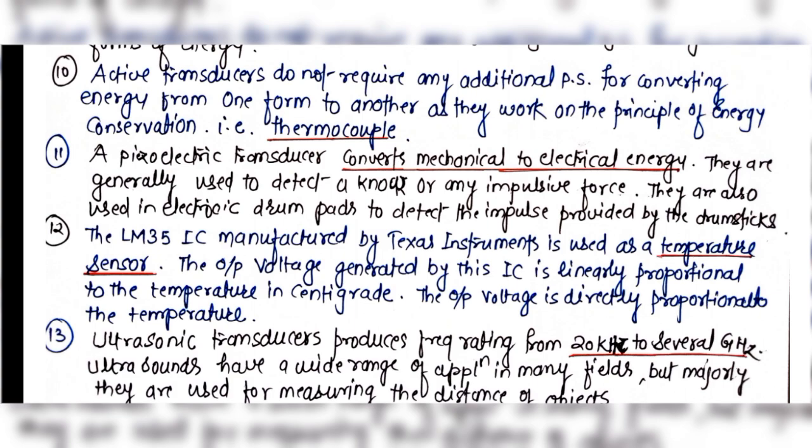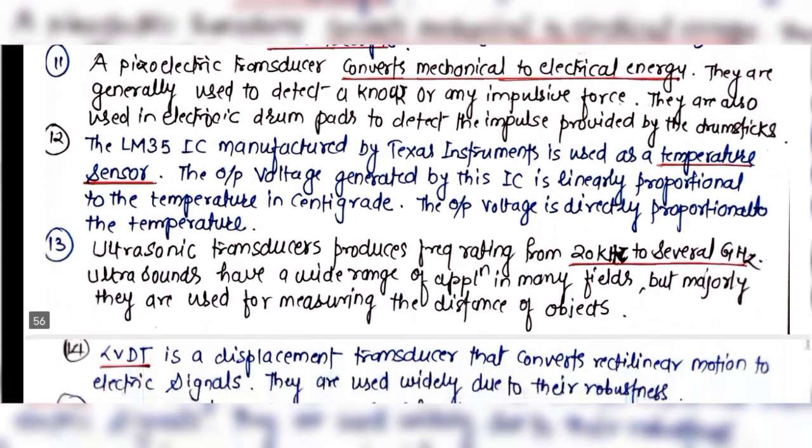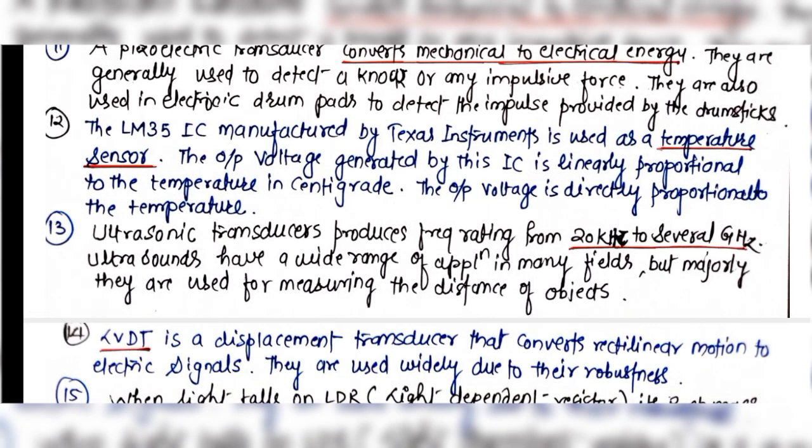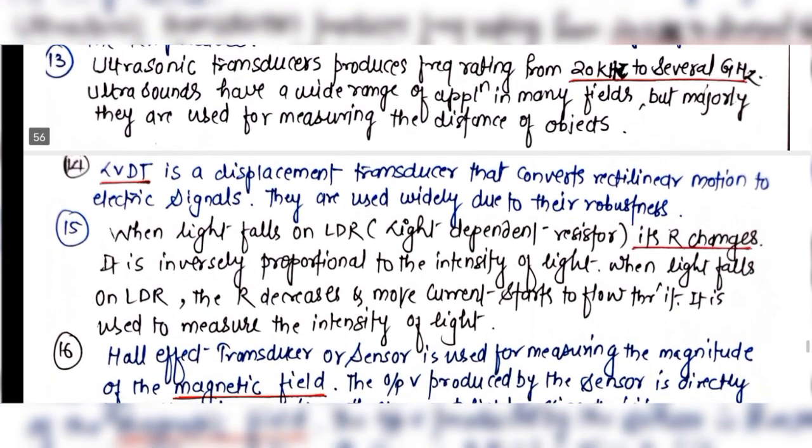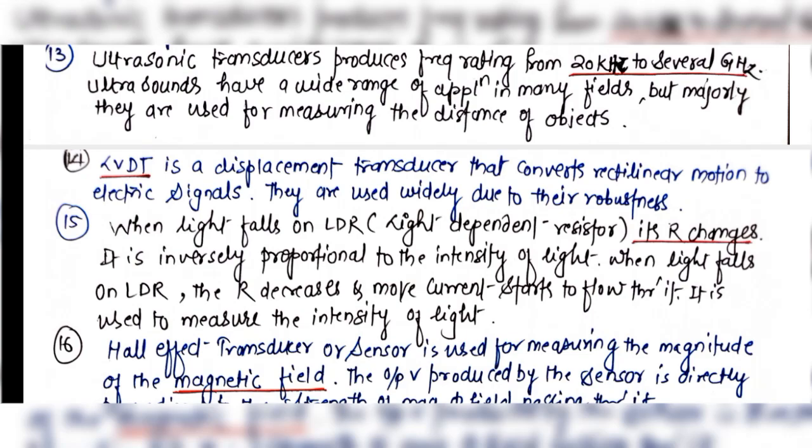Ultrasounds have a wide range of applications in many fields. Ultrasonic transducers produce frequencies ranging from 20 kilohertz to several gigahertz. Ultrasounds have a wide range of applications in many fields, but majorly they are used for measuring the distance of objects.